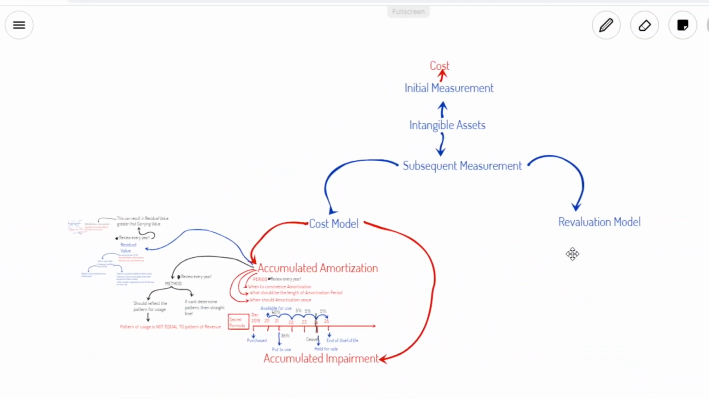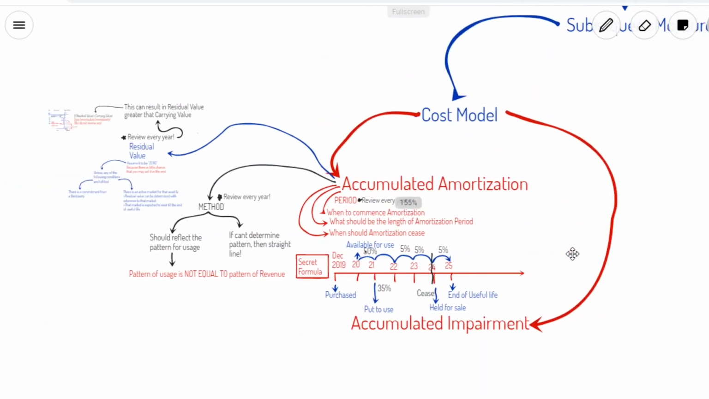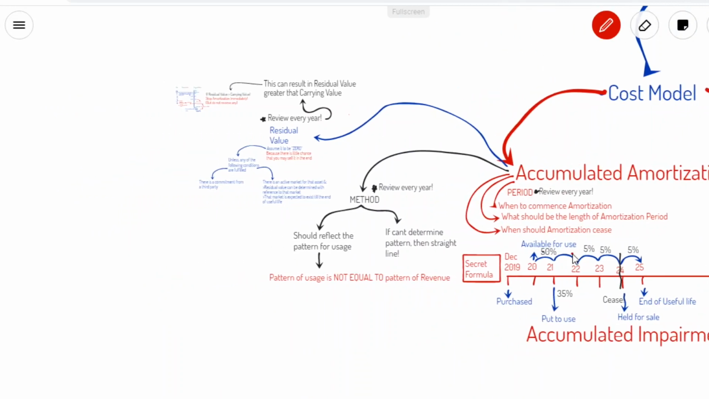Now, all of these changes, may they be the change in amortization period, may be a change in amortization method, or may be a change in the residual value. Remember, residual value is not reflected on the balance sheet. It is an estimate which we actually use to compute the amortization. Therefore, all of these changes are actually basically a change in estimate. And whenever we change an estimate, we apply those changes prospectively in the future years.